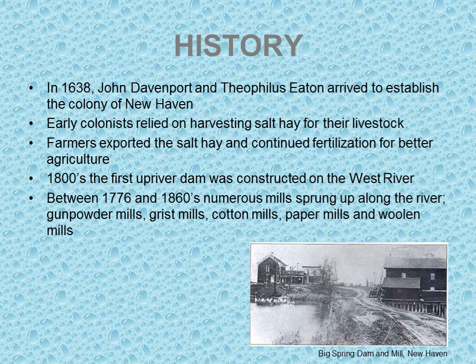In the 1800s, the first upriver dam was constructed on the West River, and between 1766 and the 1860s, all kinds of mills sprung up along the rivers. The Quinnipiac, the Thames, the Connecticut, all these different mill towns kind of started popping up.